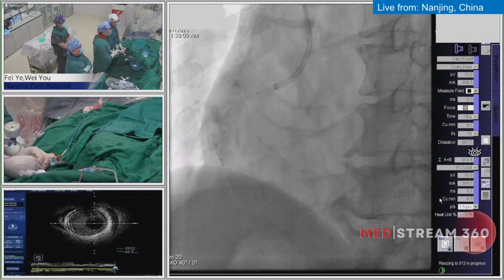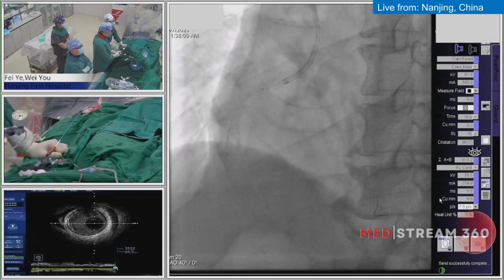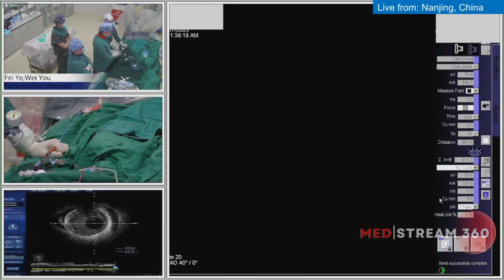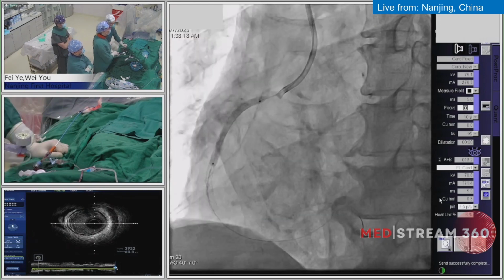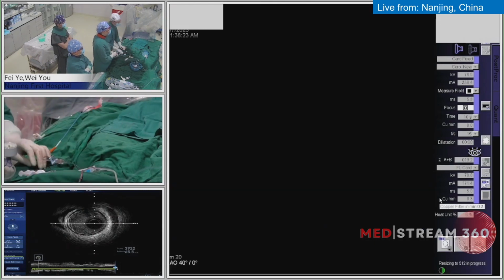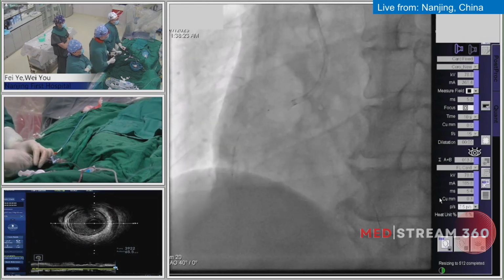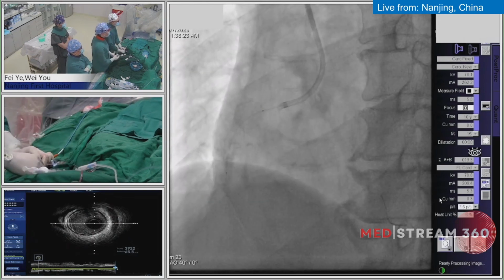I will dilate the overlap site. Okay, go. Going up to 12. Yeah, 12. Okay, seems good. It expanded very well. Yeah, right. No, I don't need a test.